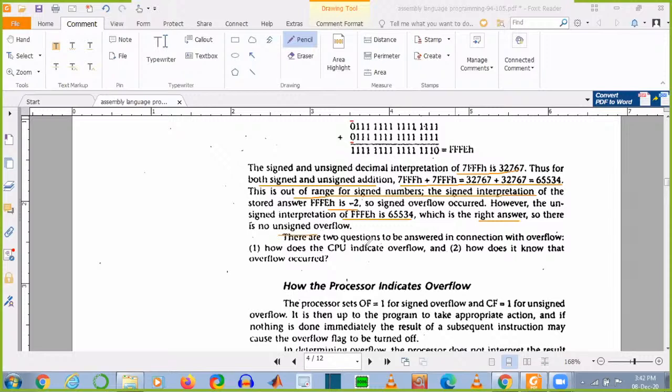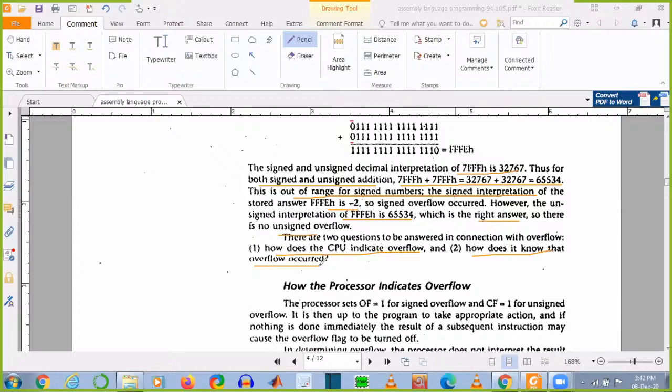There are two questions to be answered in connection with the overflow. How does the CPU, central processing unit, indicate overflow? That is the first question. And the second question, how does it know that overflow occurred? So these are the two questions we are going to answer now. How does the CPU indicate overflow?